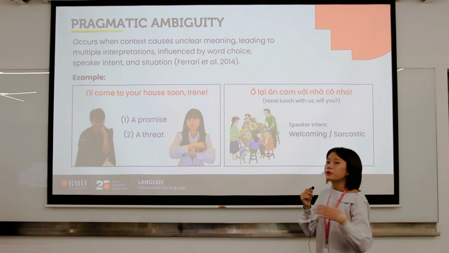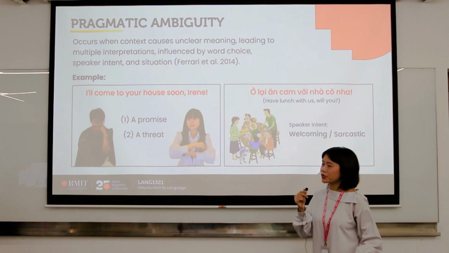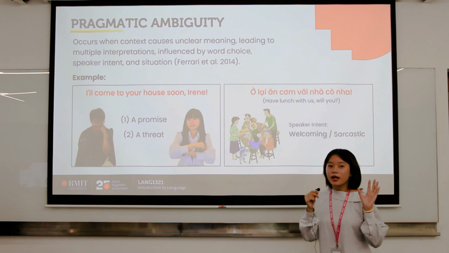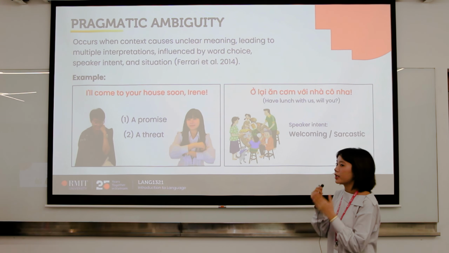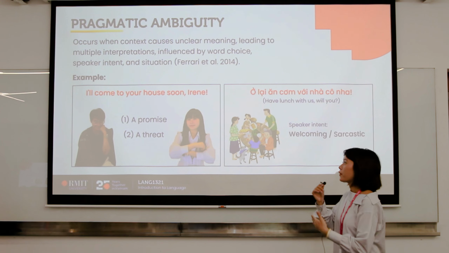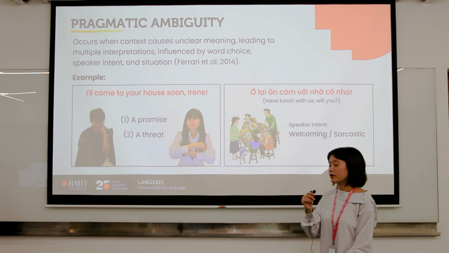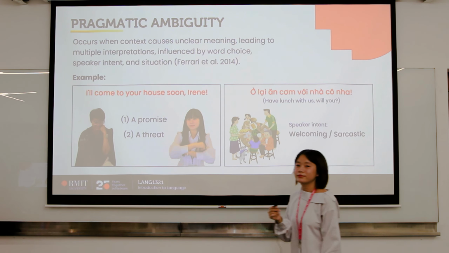The first one: "You don't say that I'll come to your house soon, Irene." I can understand it in two ways, a promise or a threat. In Vietnamese, we have this kind of pragmatic ambiguity too. "Ở lại ăn cơm với nhà cô nha." Have lunch with us, will you? For welcoming, they would say, "ở lại ăn cơm với nhà cô nha." But for the sarcastic meaning, they would say, "hơi trễ rồi đó, ở lại ăn cơm với nhà cô nha."